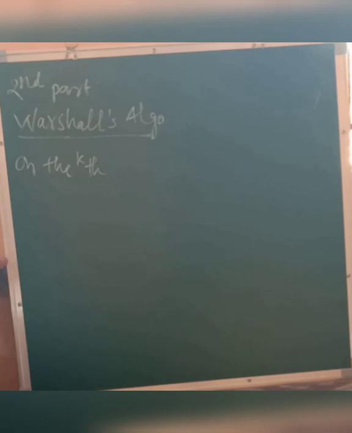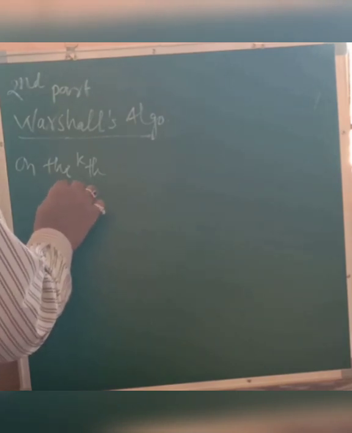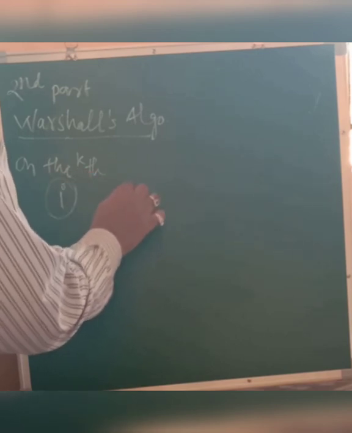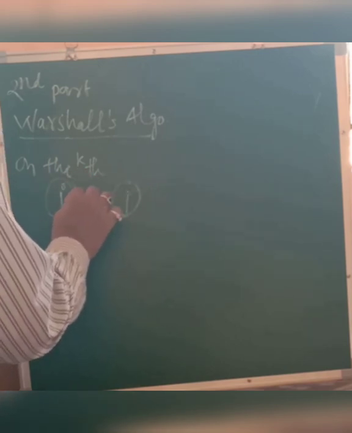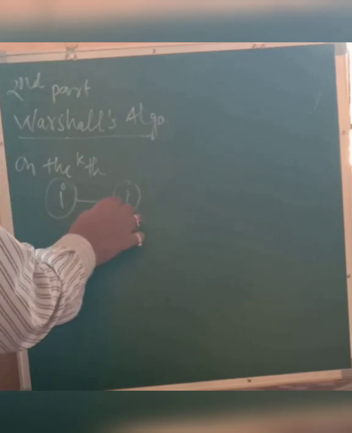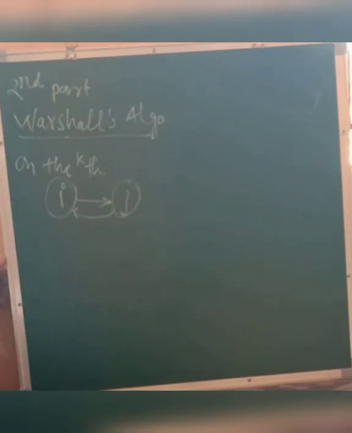If a path exists between two vertices, suppose I and J are the two vertices, using just vertices among 1 to k allowed as intermediates. So on the kth iteration, the algorithm determines whether a path exists between the two points using the vertices among 1 to k allowed as intermediates.